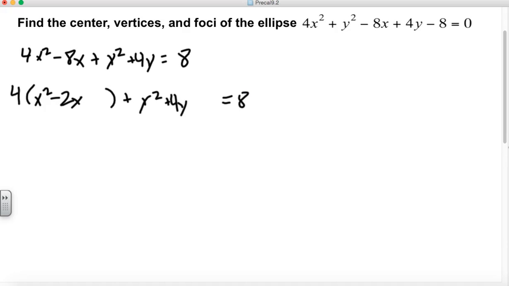Okay, so let's figure out what goes in our spaces to complete the square. So if we take half of 2, that's 1, and 1 squared is 1. So I'm going to add in 1 right here. Well, what did that really add to this whole side of the equation? Well, we've got a GCF of 4, so 4 times 1 is 4. We really added 4. So let's add 4 to the right. Now over here we take half of 4, which is 2, and square it, which is 4 again.